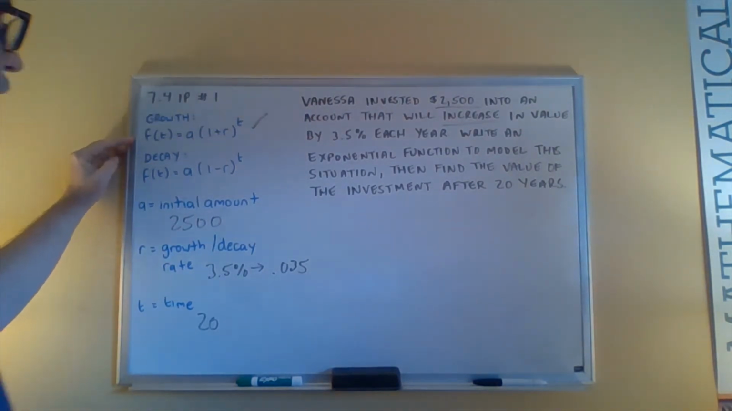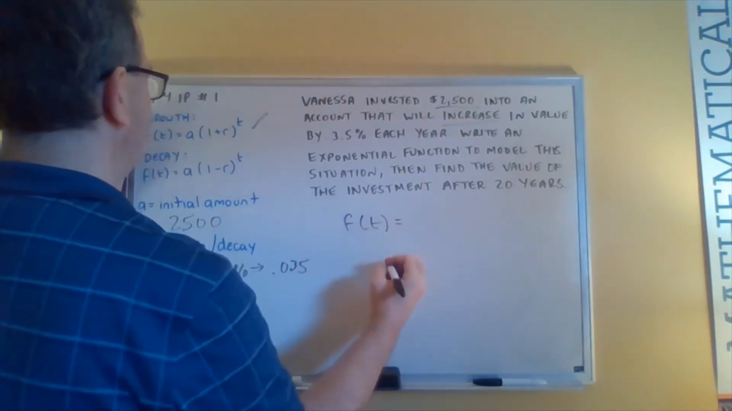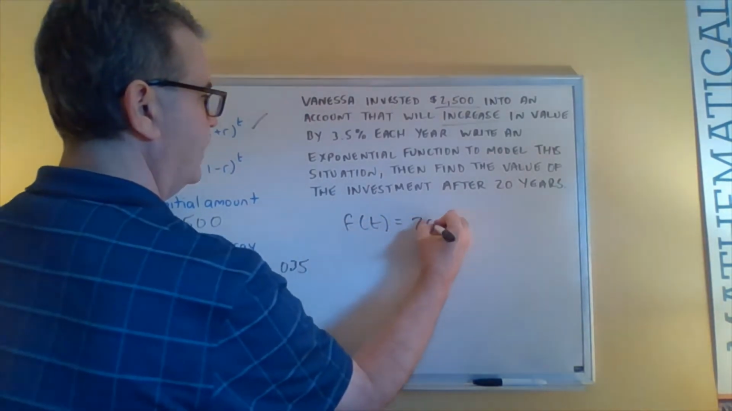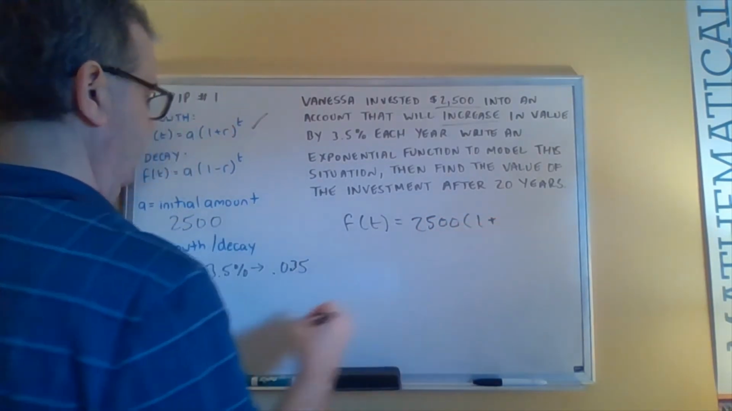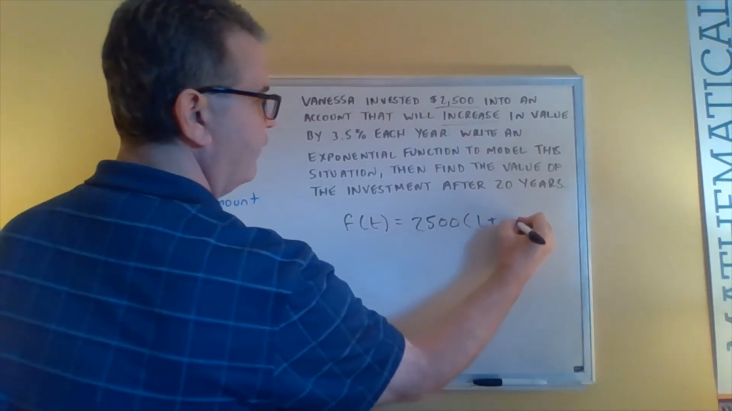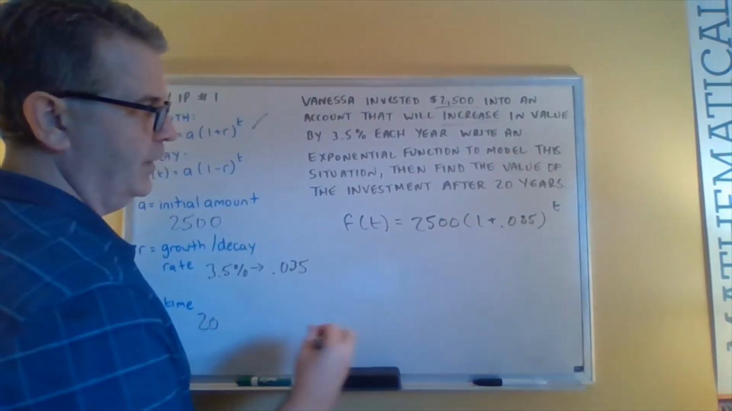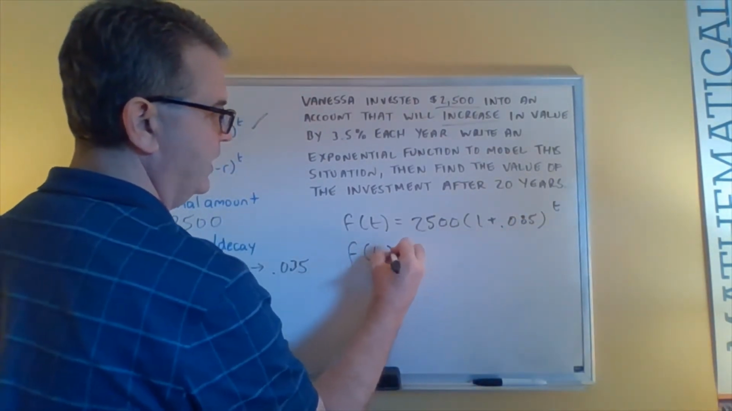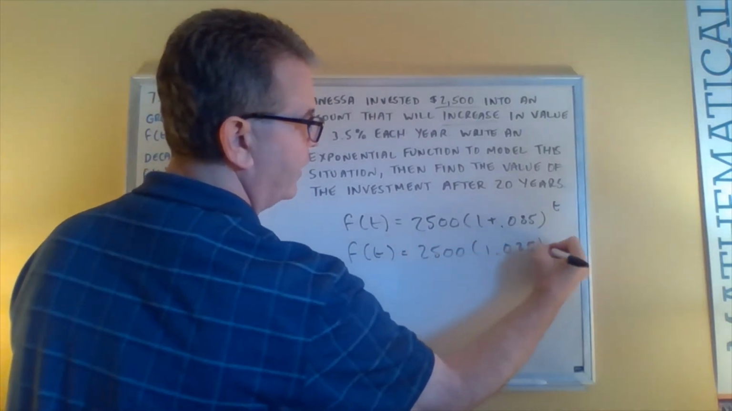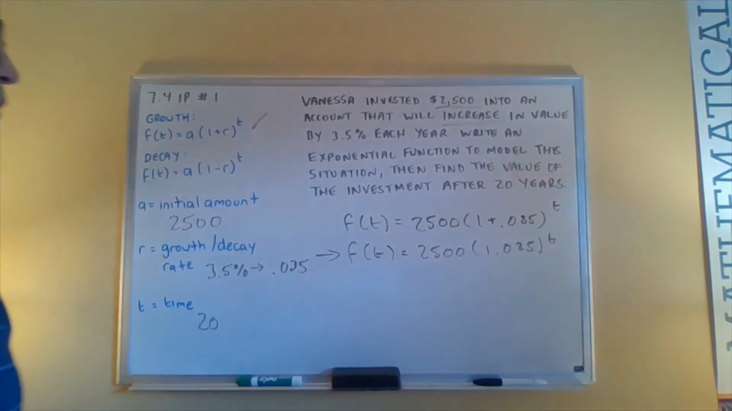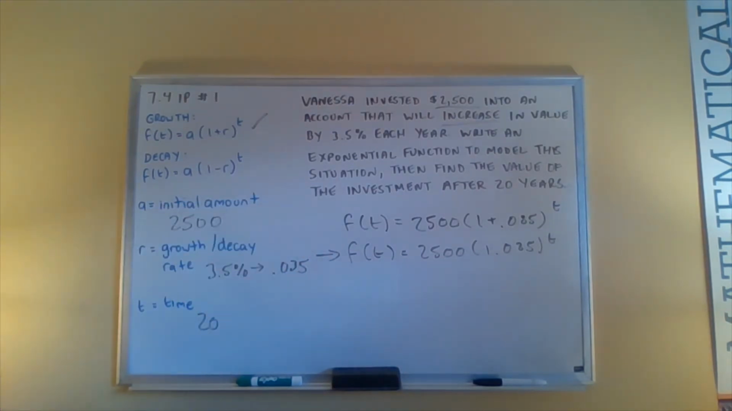Let's plug it into our growth function so we can get our general function to model the situation. So we're going to have f of t equals A, which is 2,500, times 1 plus R, so that's 1 plus 0.035, and that's going to be raised to the t. We should simplify what's going on inside the parentheses. So we'll have f of t equals 2,500 times 1.035 to the t. Right there is our exponential function that's going to model the situation.